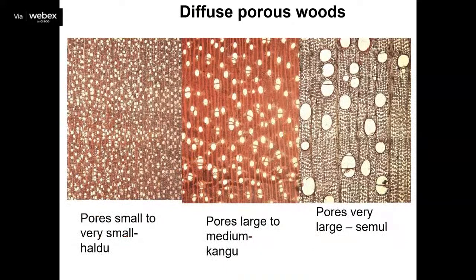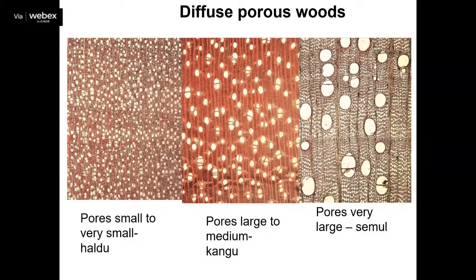In diffuse porous wood, even though the growth ring is there, the early wood, late wood pattern is not visible. It is almost the same size. In the first photograph, it is Haldu wood. You can see small to very small pores. The pores in the second photo, Kanju wood, are large to medium size. In the third photograph, it is Semul, pores are very large in size. In these three photographs, you can see small size vessels, medium size vessels, and large size vessels, how it is differing from species to species.